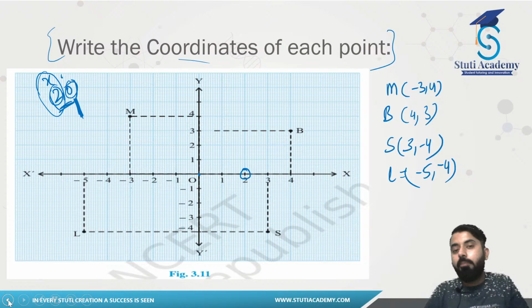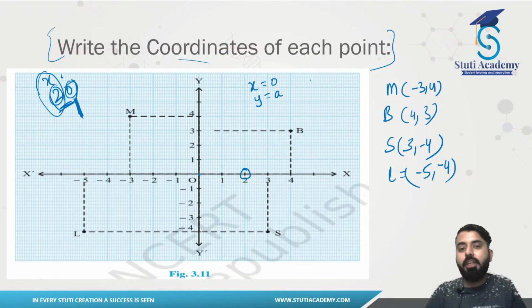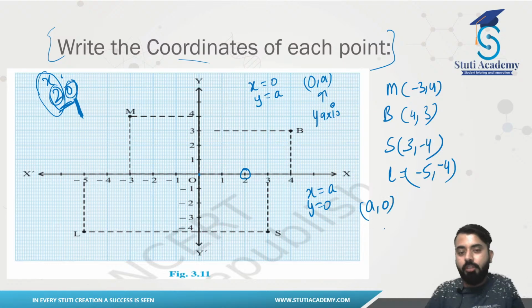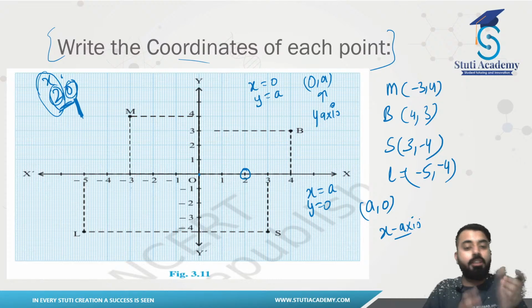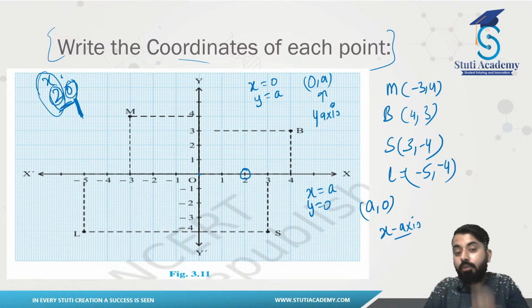Remember, if you have been given x as 0, and you have been given a value of y, let's say it is a, and your coordinates are like this, 0 comma a, that point will lie on the y-axis. If you have been given a coordinate in which y is 0, but you have been given a value of x, let's say it is a, and the coordinate is a comma 0, that point will always be on the x-axis. Remember, this does not mean that it will be on the positive side. If the value is negative, then it can be on the negative side. But what I want to tell you is that if there is a value of x available, but there is no value of y available, and you're going to plot that point, always remember that point will be lying on an axis.